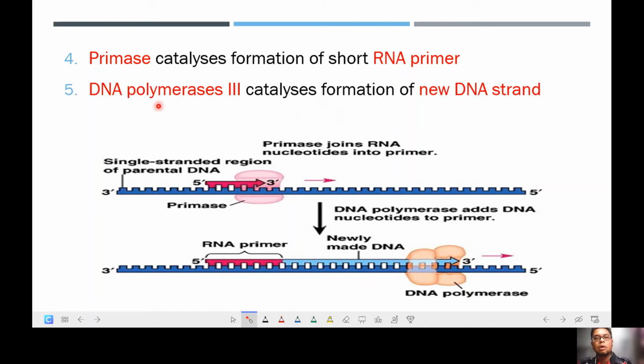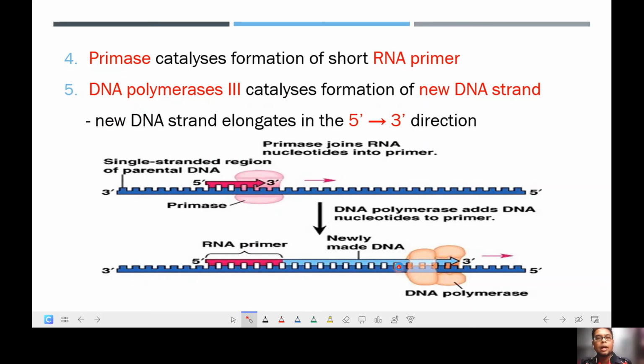and then comes along another enzyme known as the DNA polymerase 3, which will then catalyze the formation of the new DNA strand. So as you can see, once the RNA primer has been formed by the primase, the DNA polymerase 3 enzyme will be able to form a new DNA strand based on the template of the original parental strand. And the new strand that is formed by the DNA polymerase 3 enzyme will be elongating in the direction of 5' to 3'.